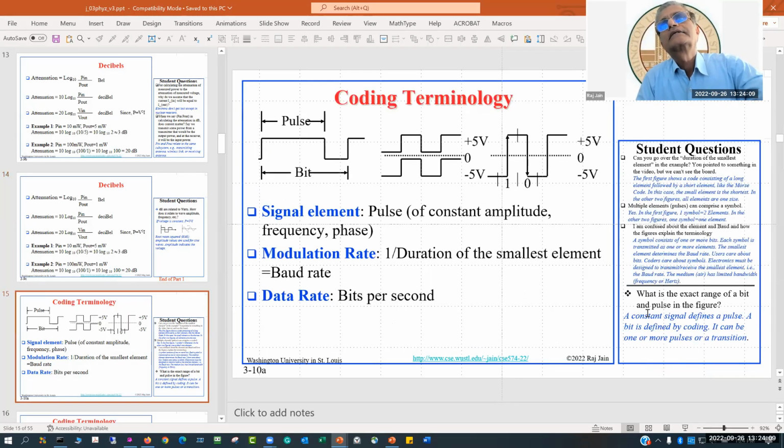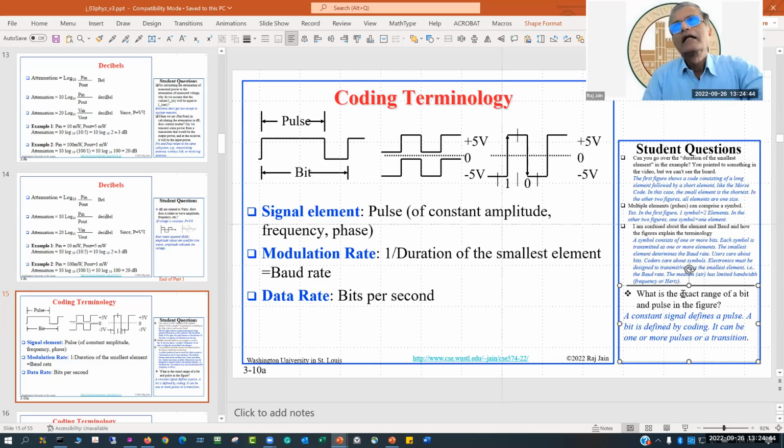All right, next. What is the exact range of a bit and a pulse in this figure? A pulse is generally a constant signal. Now, constant is a word I should have put in quotes. This is constant, and this is constant, so these are the pulses. If it is a sine wave, as long as the amplitude is constant and the frequency is constant, that could be a pulse.